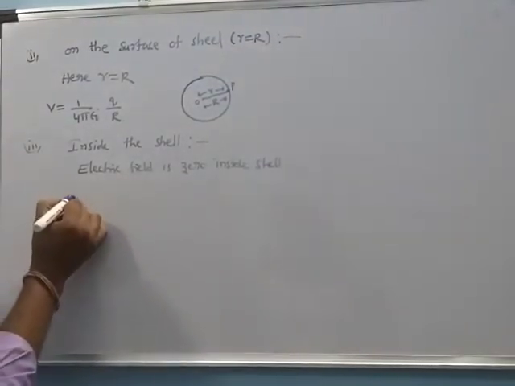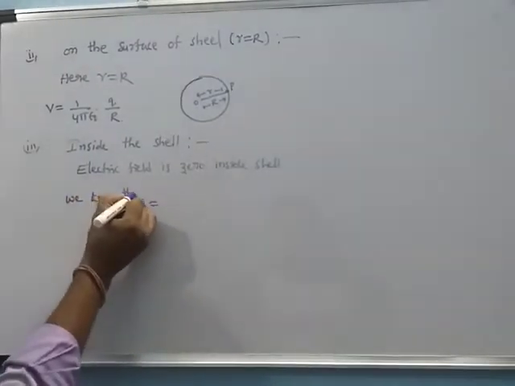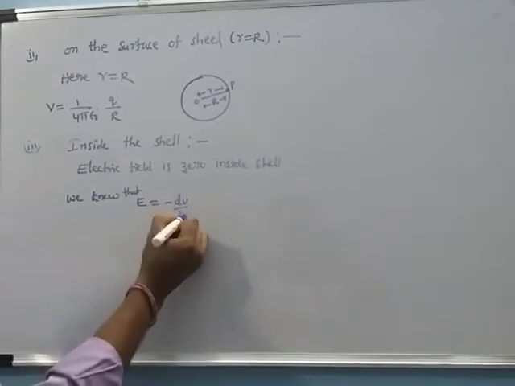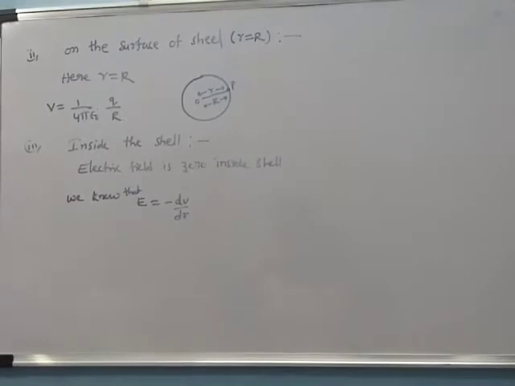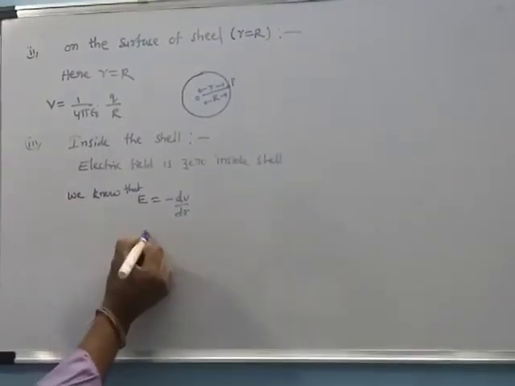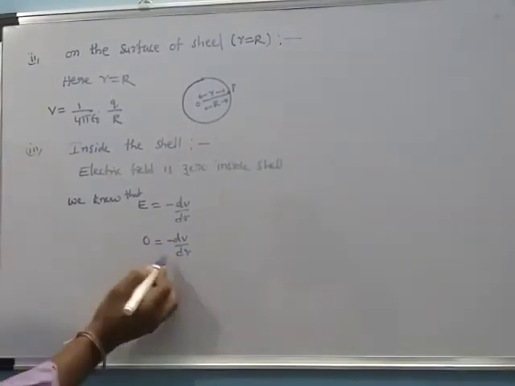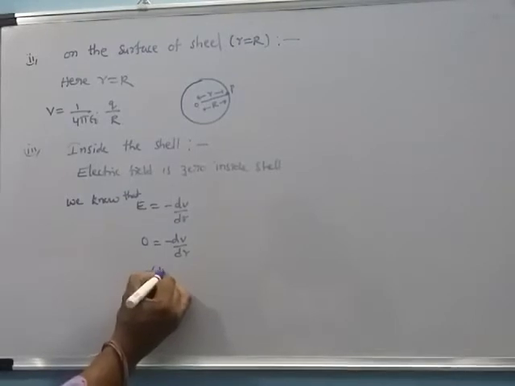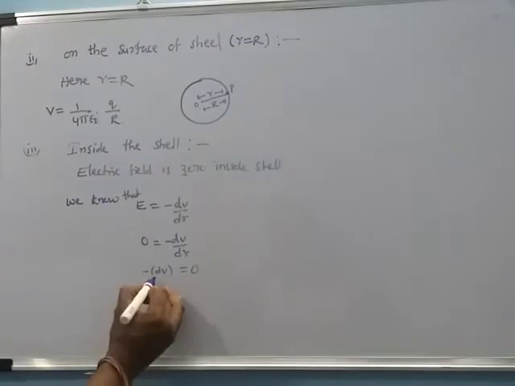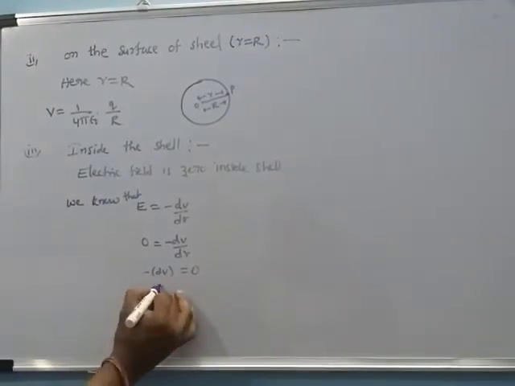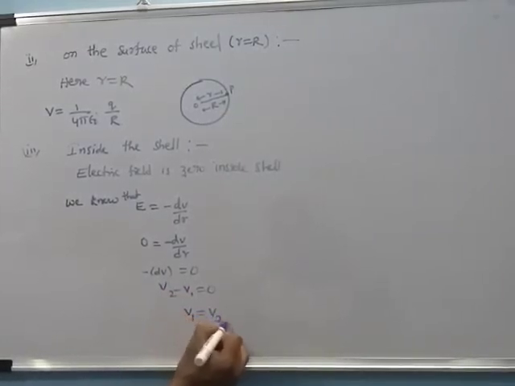We know that the electric field E is equal to minus dV by dr. Here E is equal to 0, so 0 is equal to minus dV by dr. Then by cross multiplication, dV is also 0. Then the potential difference, V2 minus V1, is also 0. Then V1 is equal to V2.